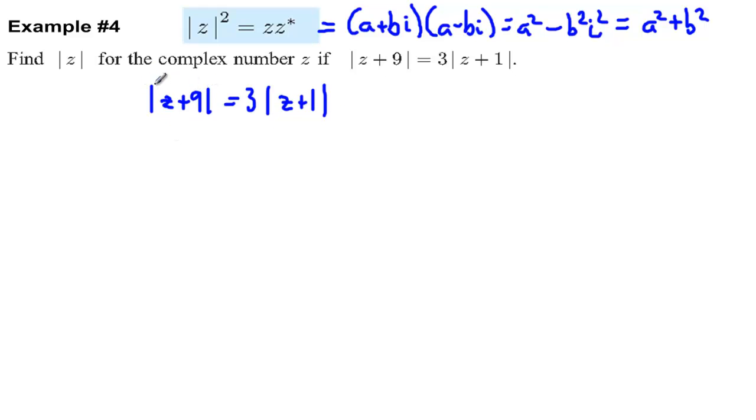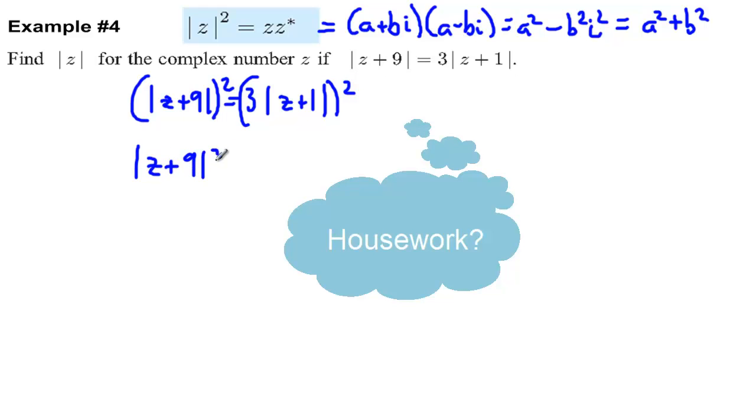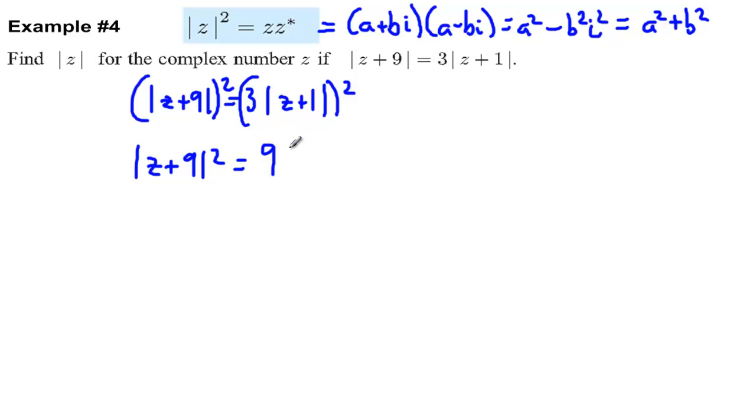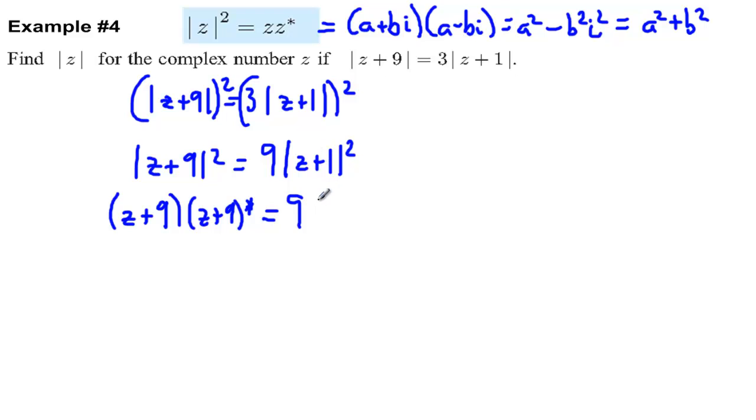And we're going to square it. I'm going to do a little bit of housework here and make it look a little neater, because this 3 has to be squared. And this is where I can use this information. So the modulus of z squared is z times its conjugate. So the modulus of z plus 9 squared is going to be z plus 9 times z plus 9's conjugate. This will then be 9 times the complex number z plus 1 times its conjugate.